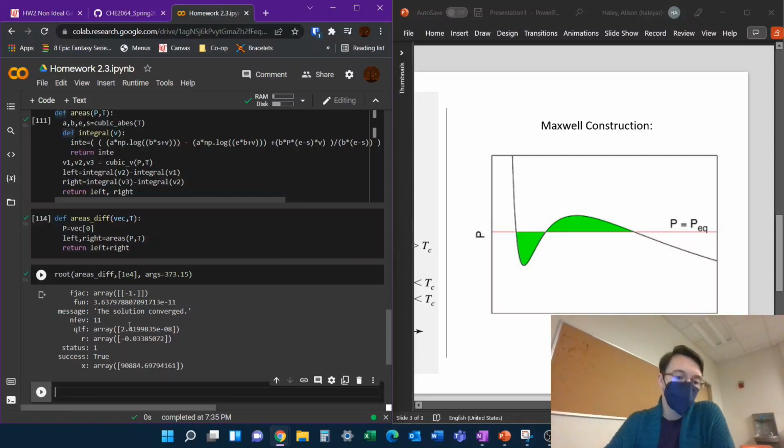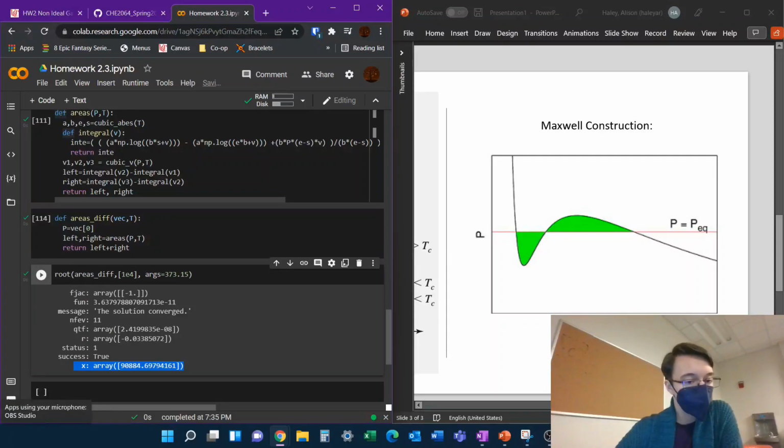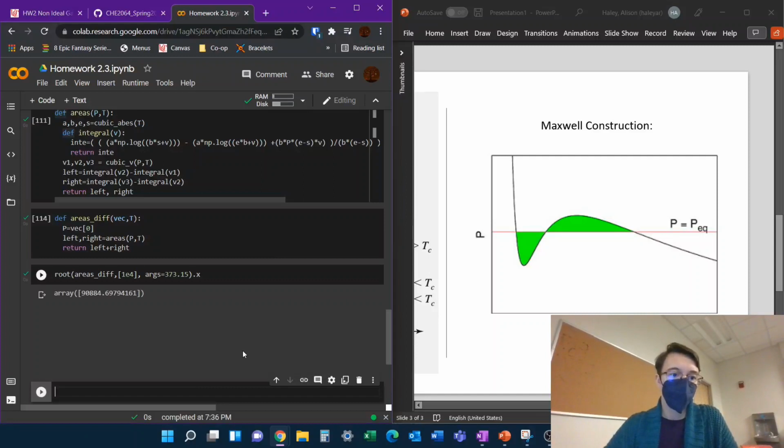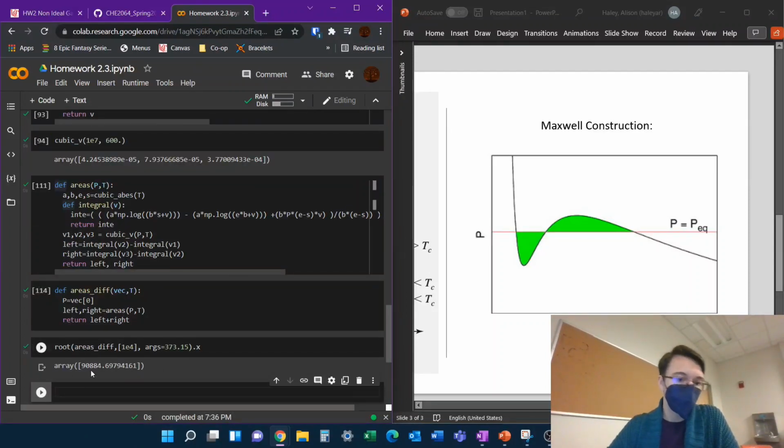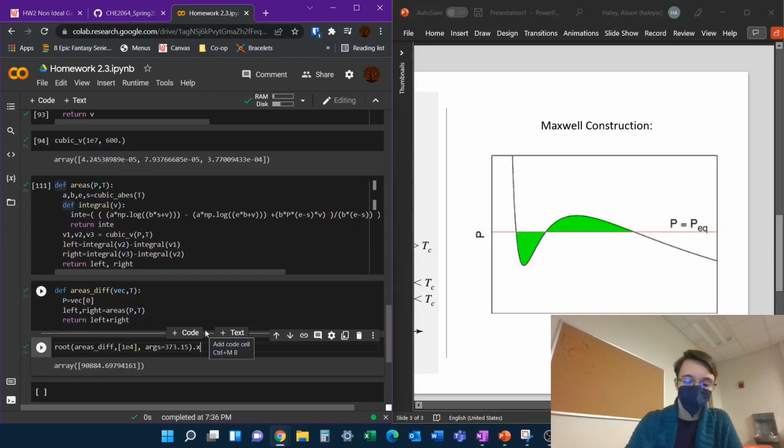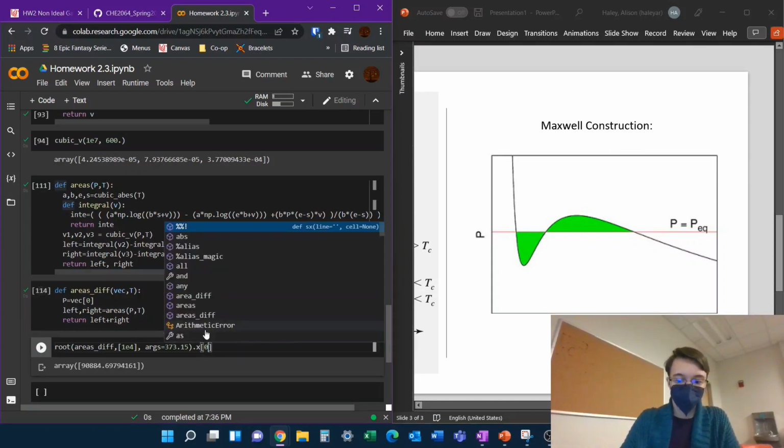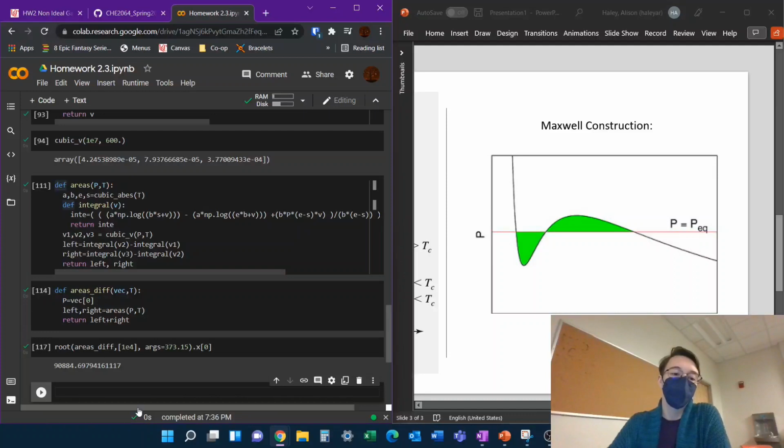Alright, so you'll see we've got a bunch of stuff that outputs. What we're really looking for is this array x at the end. And so that right there is our pressure that's at this line. It's also the vapor pressure of our substance, so that's cool. So let's isolate this. So .x. Alright, and then you'll notice it's still an array, but it's a one value array, so we're just going to pull it out of the array because we don't need a single value inside of an array. Alright, and we just have the vapor pressure and the pressure at which these two areas are equal.